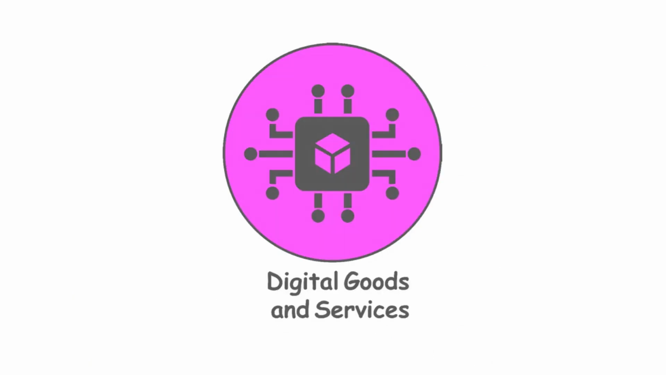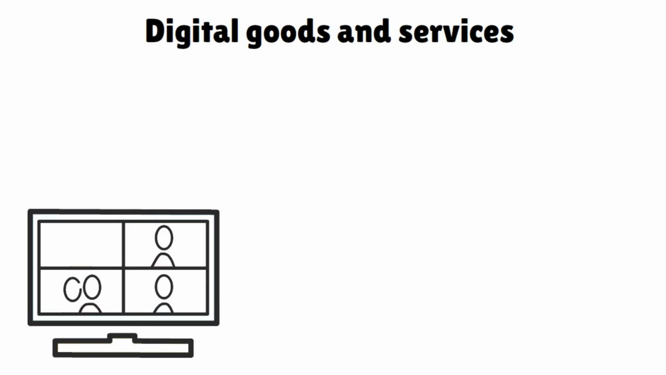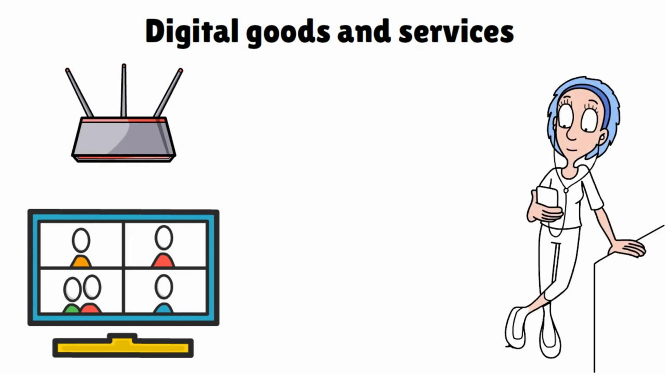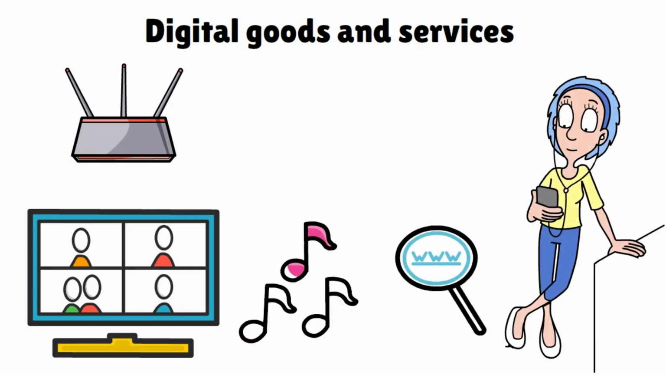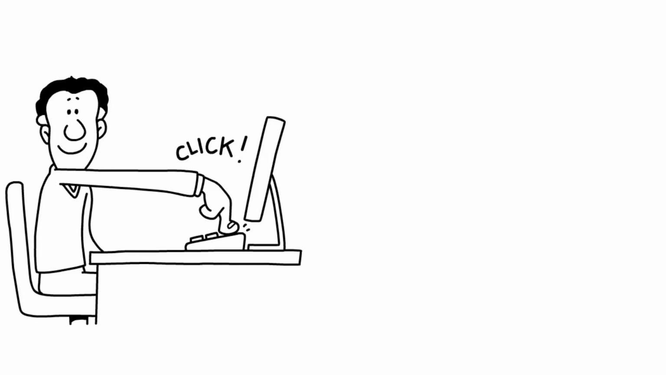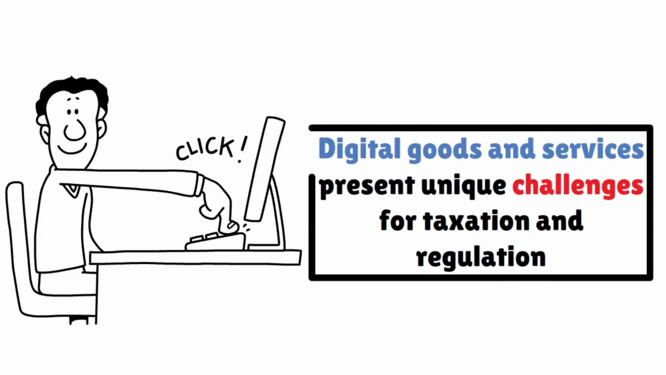Digital goods and services. Digital goods and services refer to intangible products or services that are delivered electronically over the internet or through digital platforms. This includes items such as ebooks, software, digital music, streaming services, and online subscriptions. Due to their intangible nature and ease of distribution, digital goods and services present unique challenges for taxation and regulation.